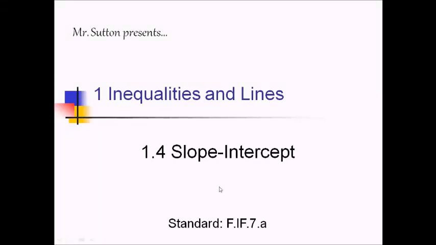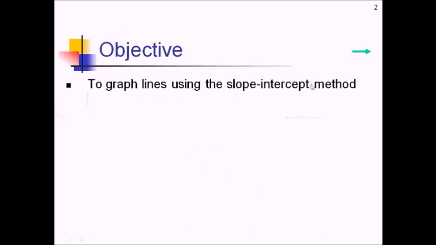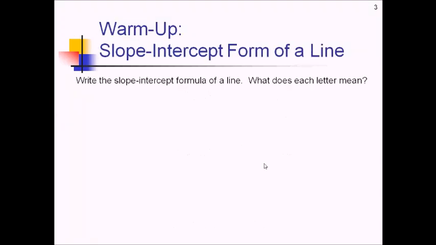Now that you've learned about slope, we're going to use slope in the slope-intercept method to help us graph some lines. For your warm-up, see if you can remember the slope-intercept form of a line, and if you can, write down what each letter means. Go ahead, pause the video, do that. All right, hopefully you came up with y equals mx plus b.